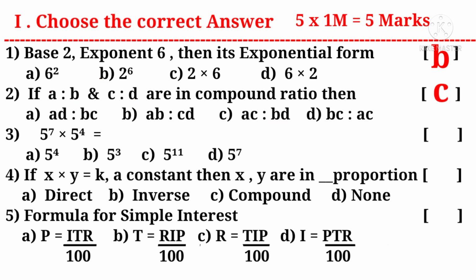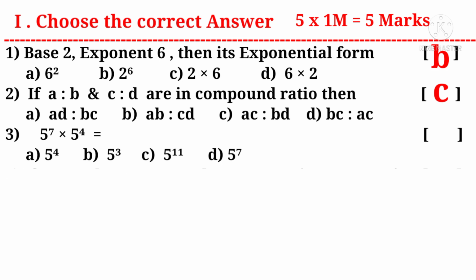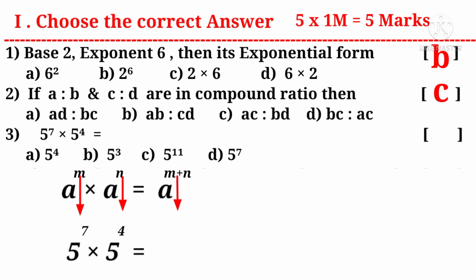Number 3, 5 power 7 into 5 power 4 is equal to, we know that a power m into a power n is equal to a power m plus n. So 5 power 7 into 5 power 4 is equal to 5 power 7 plus 4, that is 5 power 11. So the correct choice is C.